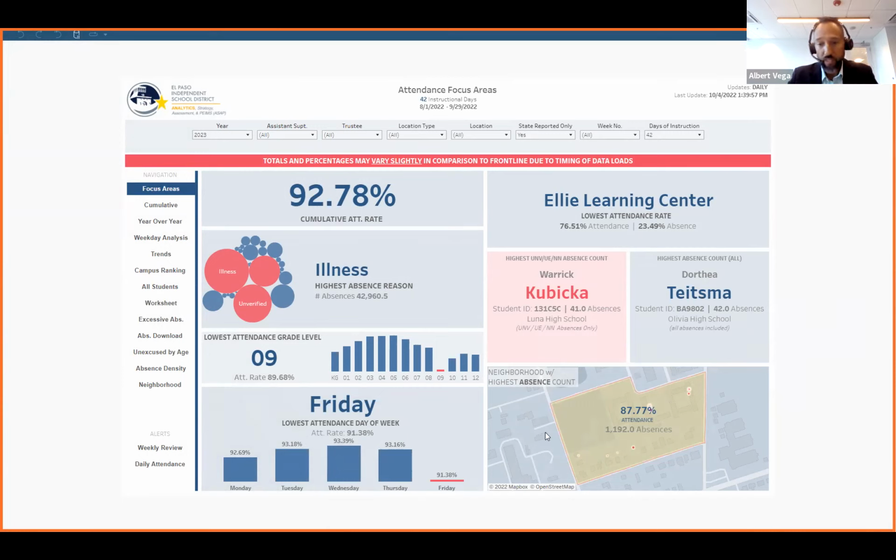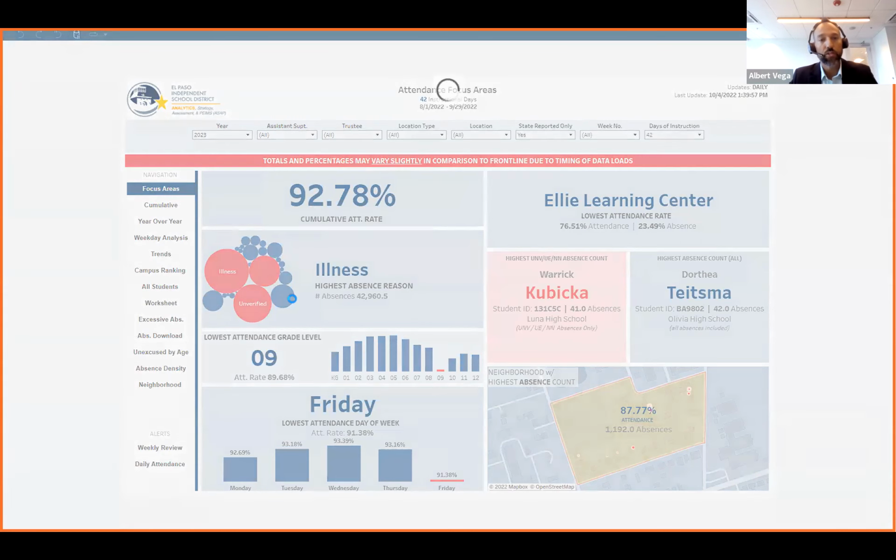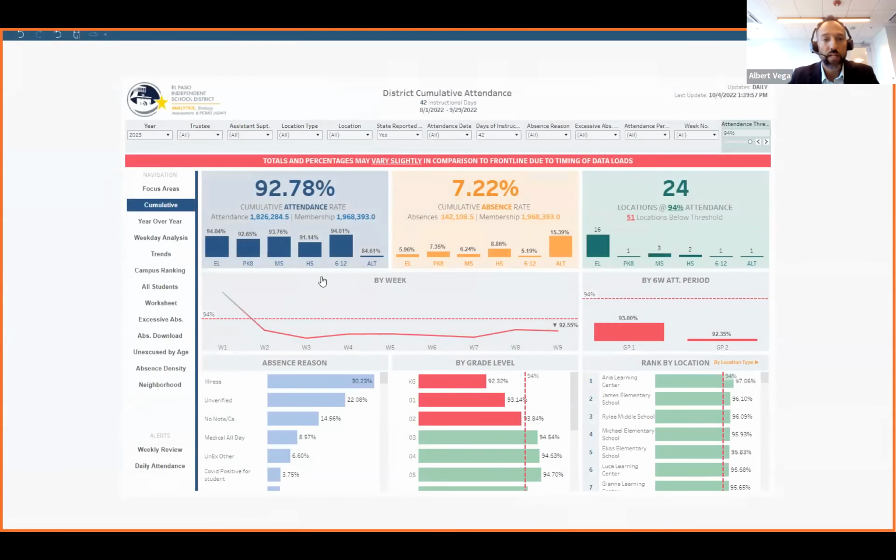So this dashboard not only focuses at a high level, but down to the student level, but we also wanted to find a way to focus on areas that need support. And in this case, we wanted to look at neighborhoods. So the first page I'm going to look at is our cumulative attendance rate, similar to that first page that you saw. This one covers the cumulative attendance broken down by grade type or campus type.